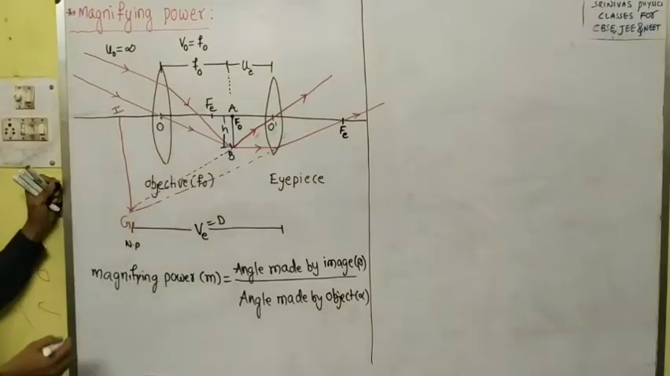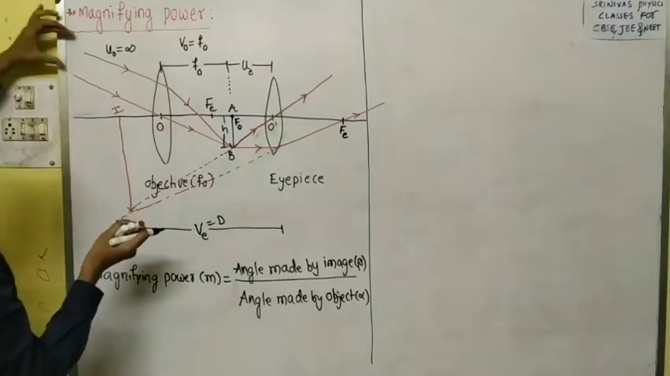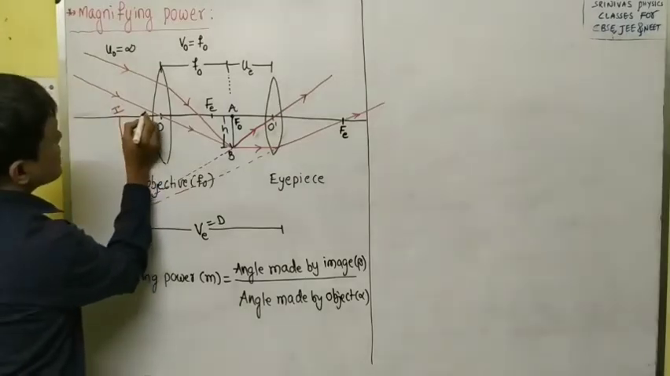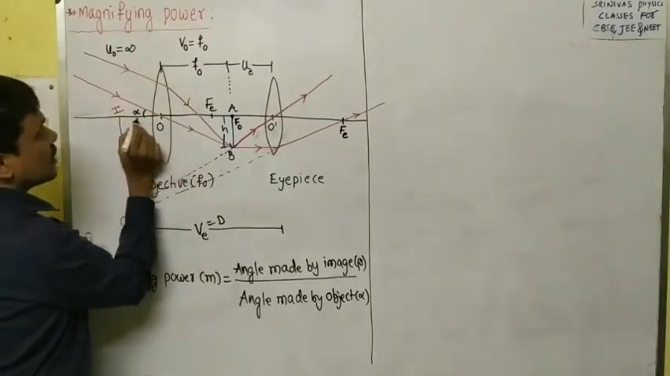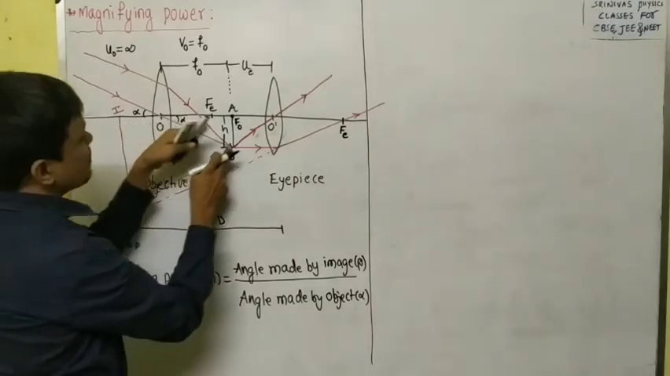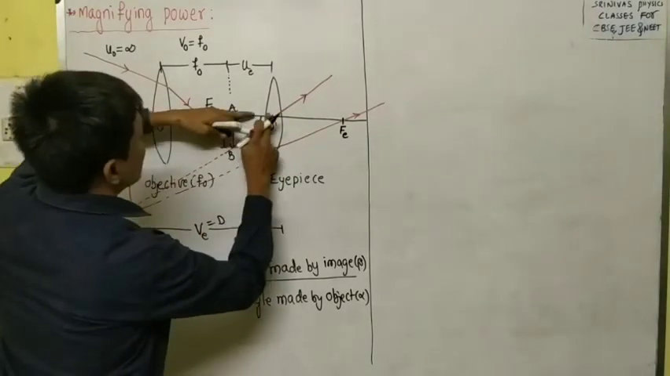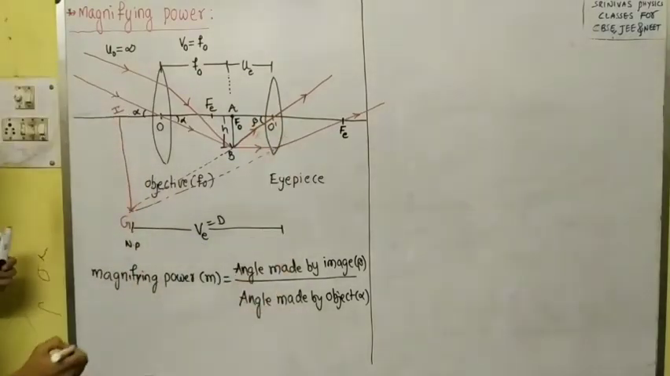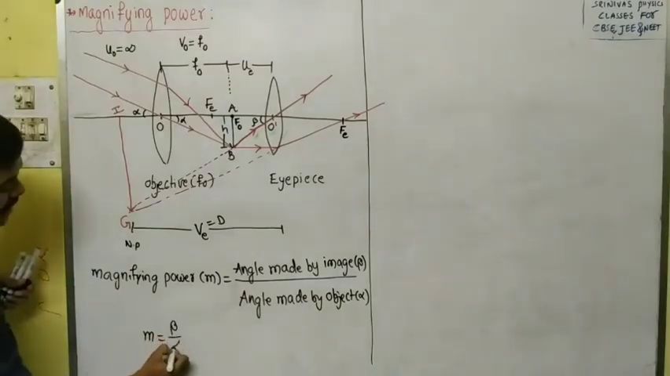Now look here, this is an object. From the object the light ray starts, and the object light ray is this one, and this is making some angle with the principal axis, that we can take as the angle made by the object. It is alpha. According to the mathematics, this is also alpha, and this is the final image. This image is making some angle with the principal axis. This is the image light ray, right? And now the image is making some angle that we can take as beta, right? Now the magnifying power formula is beta by alpha.